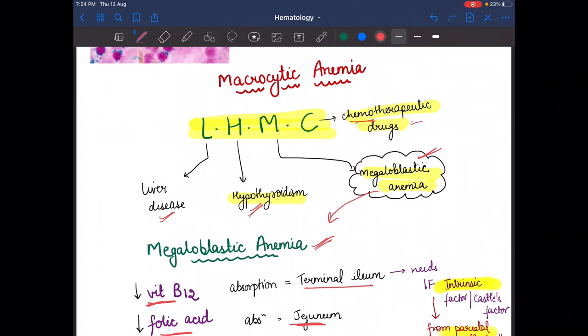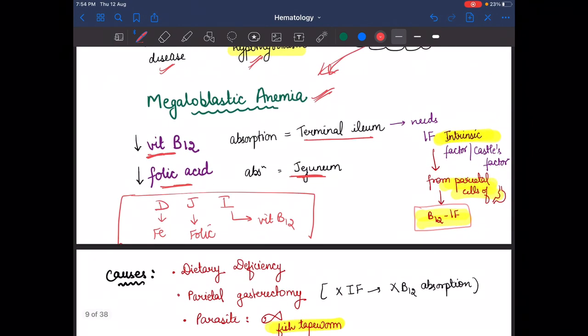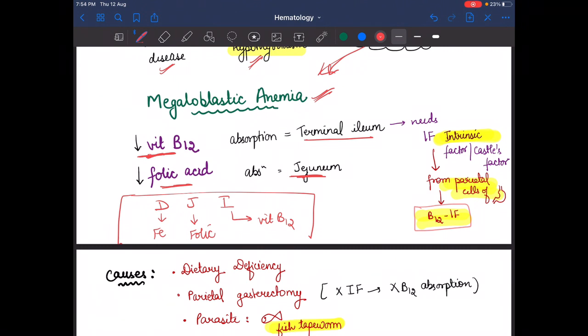C stands for chemotherapeutic drugs. Now first we have to study the megaloblastic anemia. Megaloblastic anemia means there is either decreased vitamin B12 absorption or decreased folic acid absorption, because both of these will cause megaloblastic anemia.